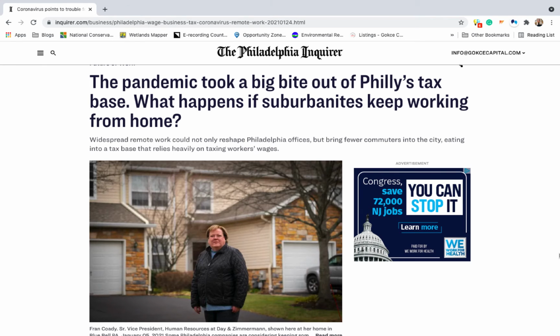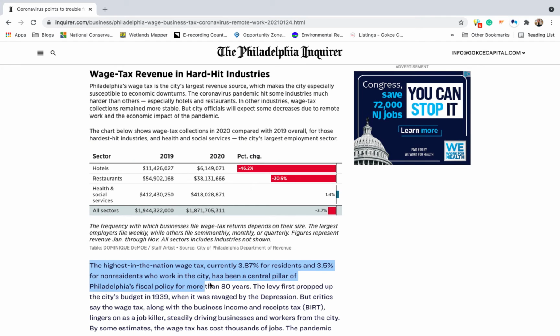But let's return to Paul Levy and the future of Philadelphia in the age of telework. Philadelphia is unique in that it relies heavily on wage taxes to fund key city services. This kind of tax used to make sense when the city's economy was dominated by largely immobile manufacturing factories. But now that the economy has shifted to the service sector, businesses have found it easier to pick up and move to the suburbs to avoid the tax. The wage tax is also heavily hit by downturns, such as the one we experienced with the coronavirus.